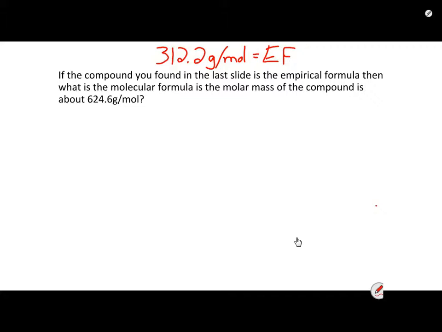If the compound you find in the last slide is the empirical formula, so on the very first slide, we went through all the math to find the molar mass of our empirical formula is 312.2 grams per mole. Then what is the molecular formula if the molar mass of the compound is 624.6 grams per mole? So yeah, we use that equation we just saw. So 624.6 grams per mole. That's our molecular formula. That's our MF.